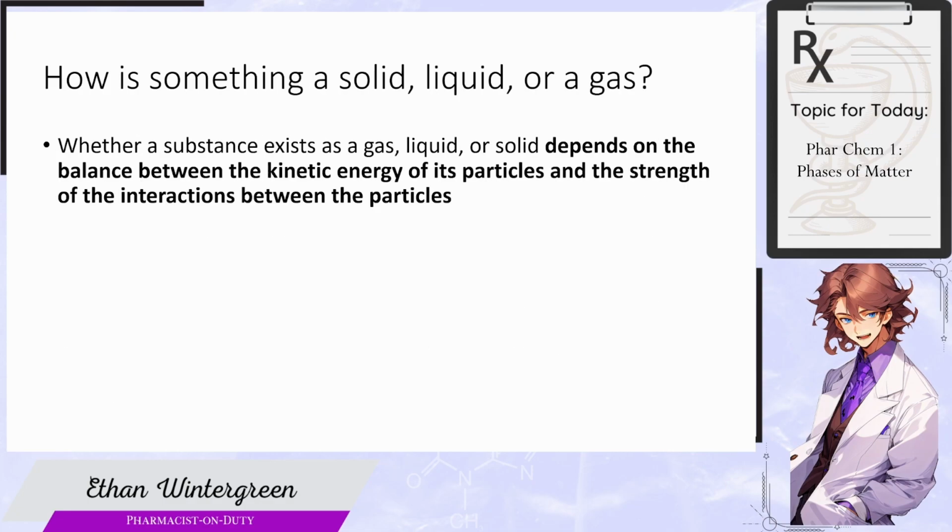So how is something a solid, a liquid, or a gas? Primarily, there are two factors dictating if a substance would be a solid, a liquid, or a gas. Number one is the degree of kinetic energy of its particles. When we say kinetic energy, we mean how strong or how fast particles of that substance move. And secondly is the interactions between the particles. How strongly those particles are attracted to each other will also dictate if something is a solid, liquid, or a gas.